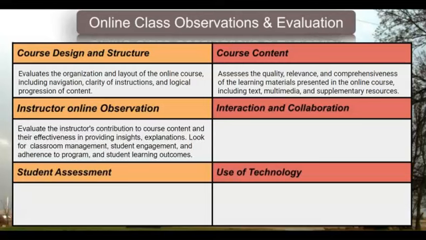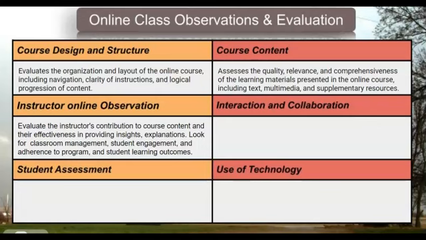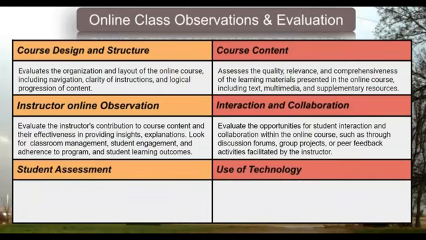Number 3, instructor online observation. Evaluate the instructor's contribution to course content and their effectiveness in providing insights and explanations. Look for classroom management, student engagement, and adherence to program and student learning outcomes. Number 4, interaction and collaboration. Evaluate the opportunities for student interaction and collaboration within the online course, such as through discussion forums, group projects, or peer feedback activities facilitated by the instructor.